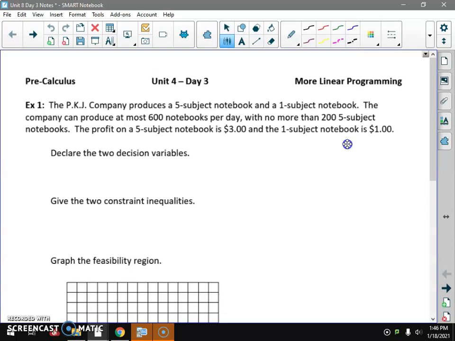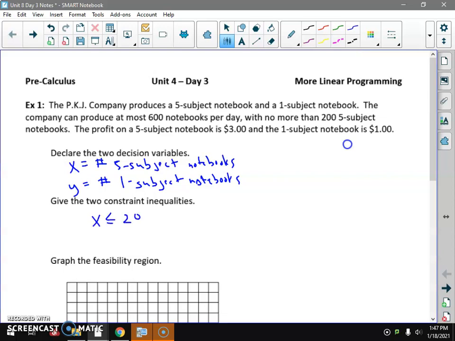Declare the 2 decision variables. X equals number of 5-subject and y equals number of 1-subject notebooks. There we go. All right. Constraint inequalities. No more than 200 5-subject, so x is less than or equal to 200. And they can produce at most 600, so x plus y is less than or equal to 600. Those are the 2 we're going to graph.